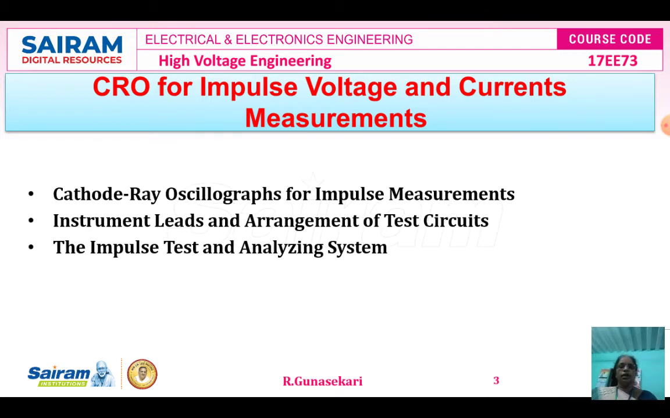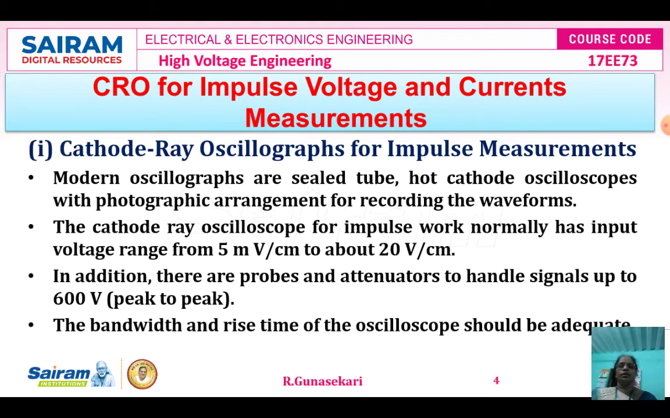Then, the cathode ray oscilloscope for impulse voltage and current measurements is subdivided into three divisions. The first one is cathode ray oscillographs for impulse measurements, the second is instrument leads and arrangement of test circuits, and the third one is the impulse test and analyzing system. Now we studied the cathode ray oscillographs for impulse measurements.